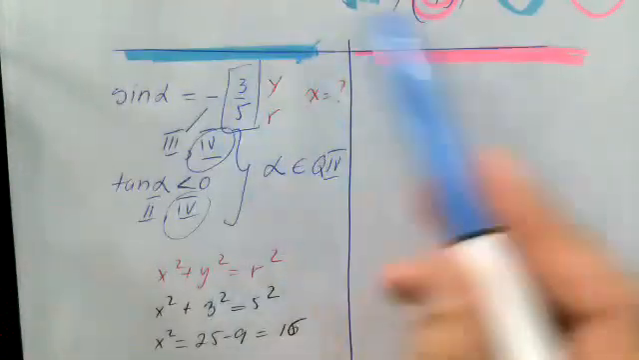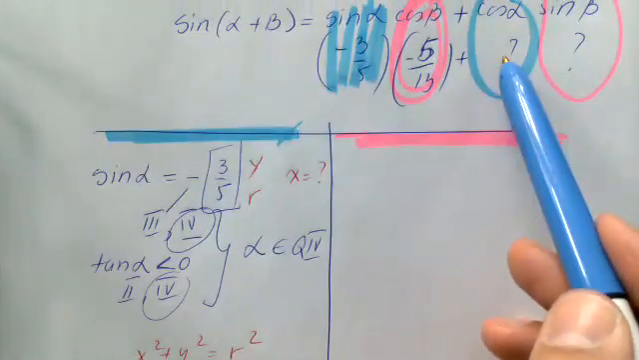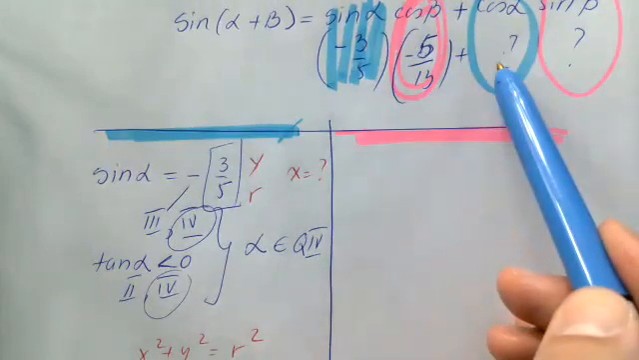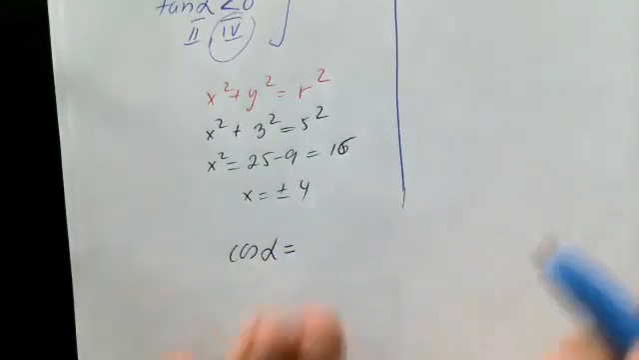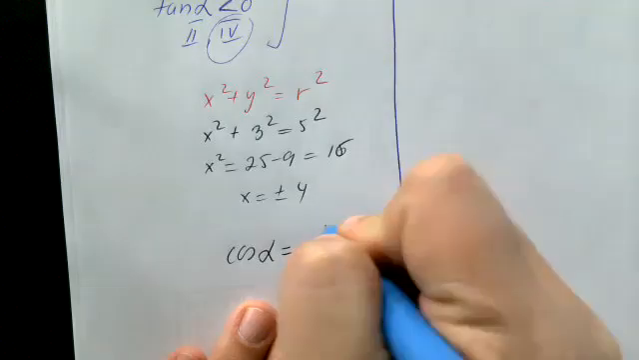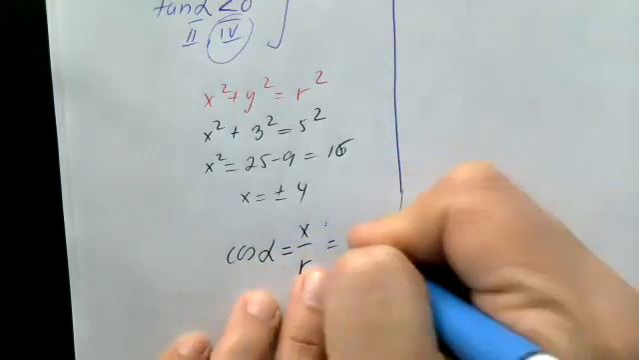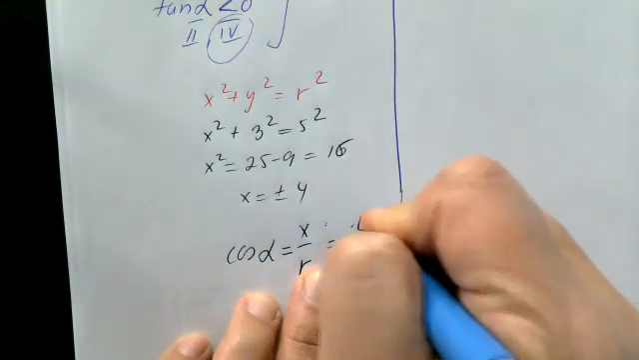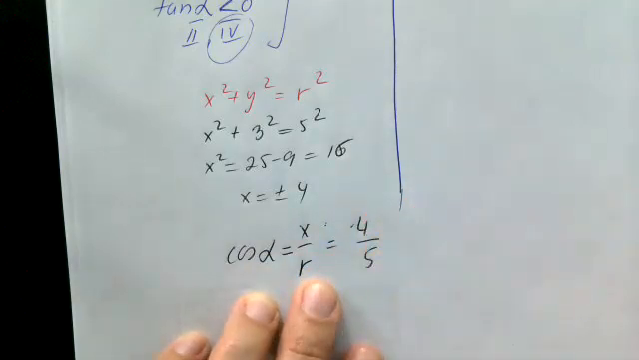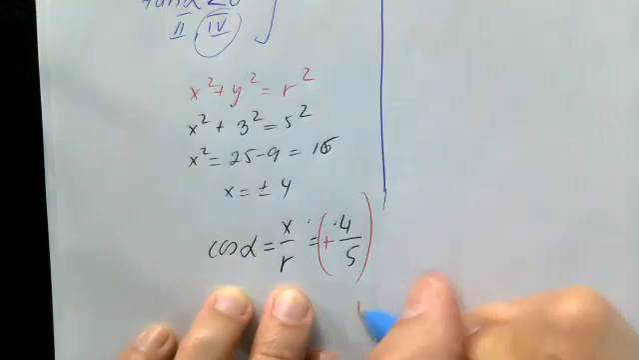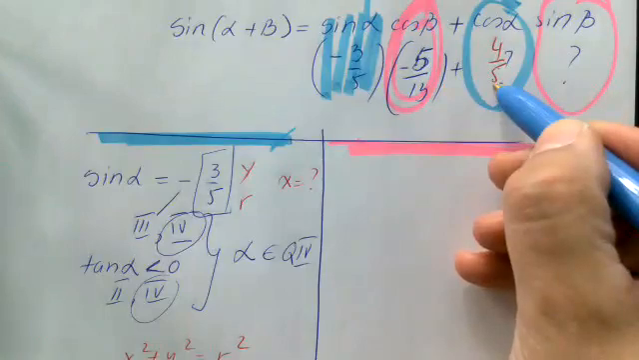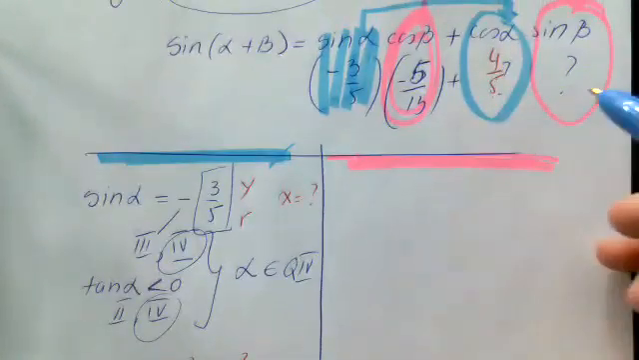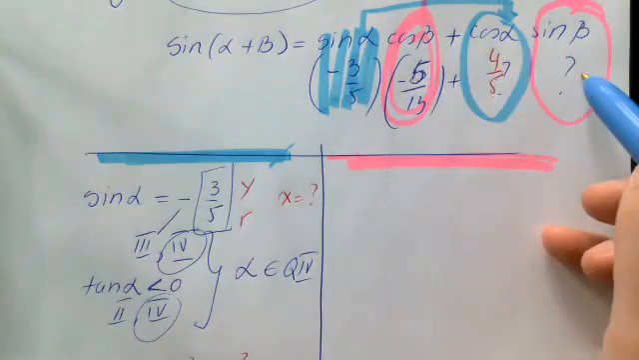Now, what do I need for the blue part? I need the cosine of alpha, right? I had the sine, I need the cosine of the same angle. Cosine of alpha is x over r, 4/5 in quadrant 4. We say cosine values are positive. So done. 4/5 in that spot. Now you have to repeat the x, y, r process for the angle beta.